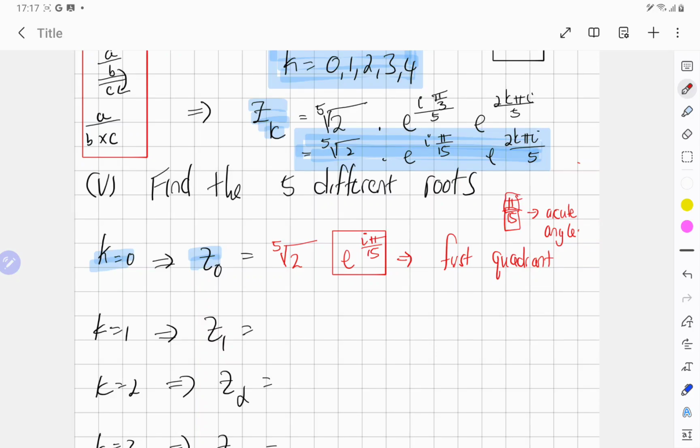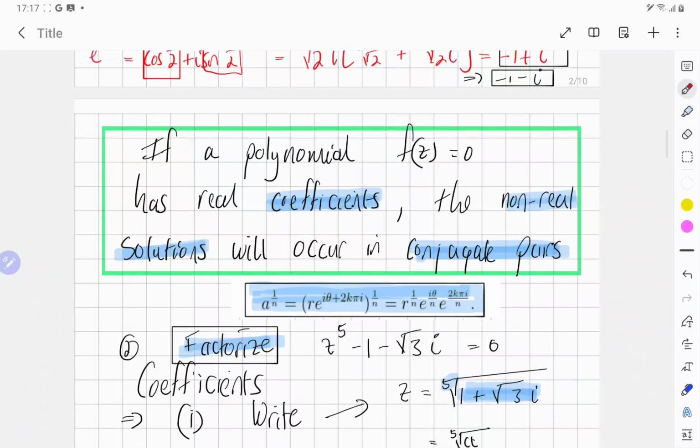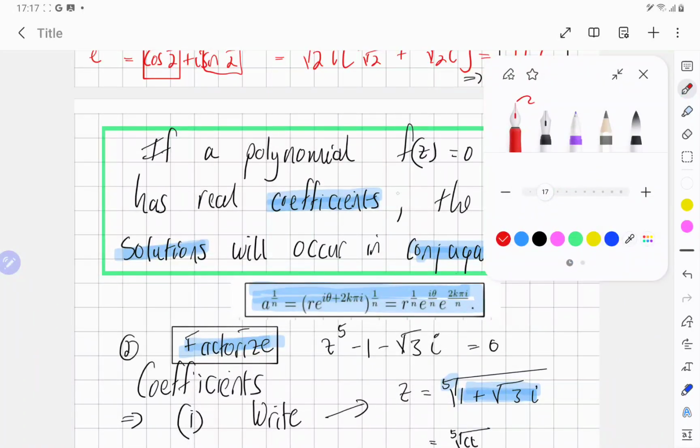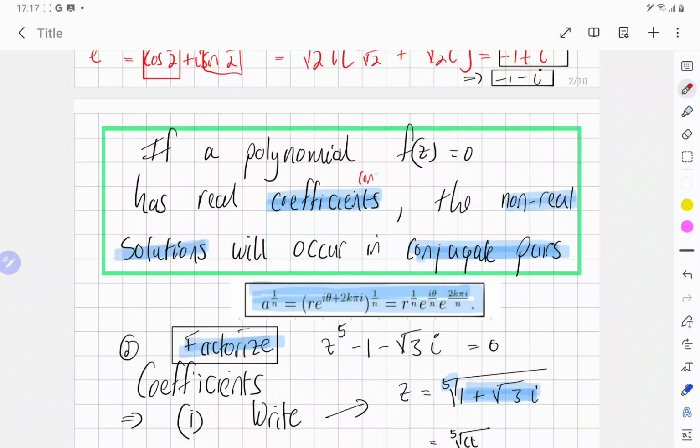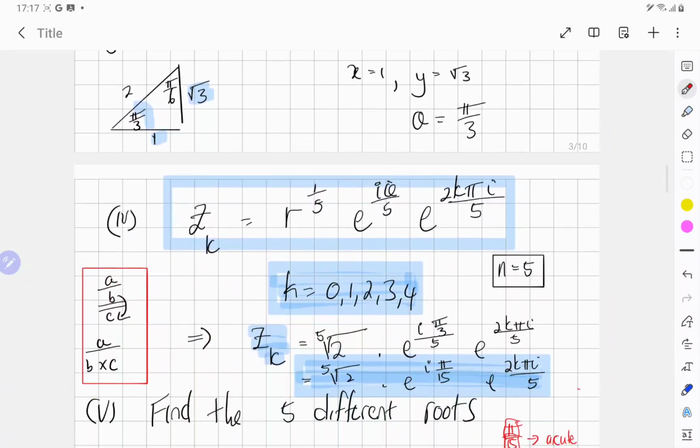Pi is 3.14, so you know it's an acute angle. And then very important, just to recap from earlier, if a polynomial has real coefficients, and just a reminder that this does include the constants, then the non-real solutions will occur in conjugate pairs.